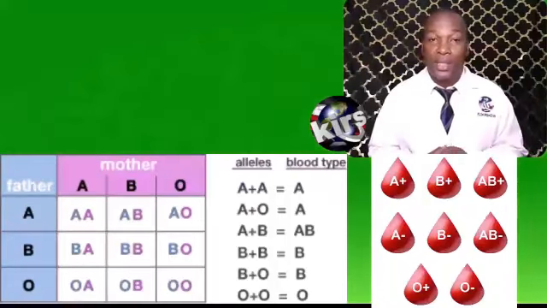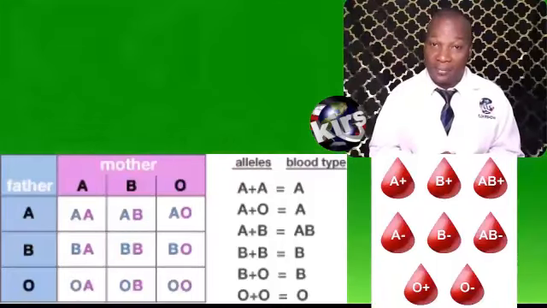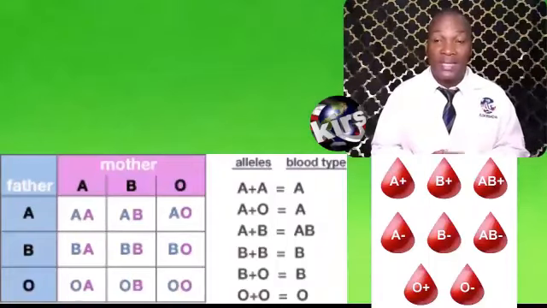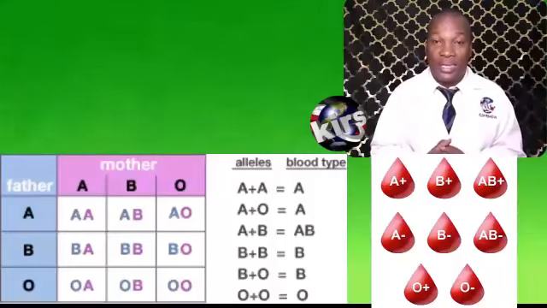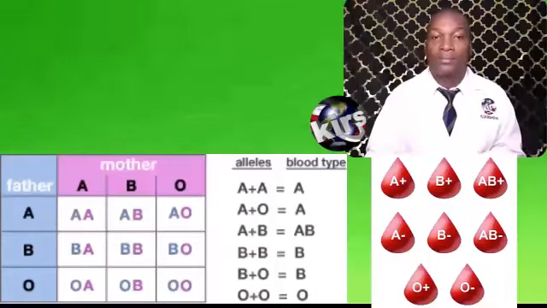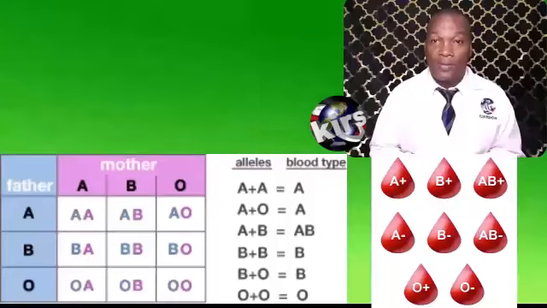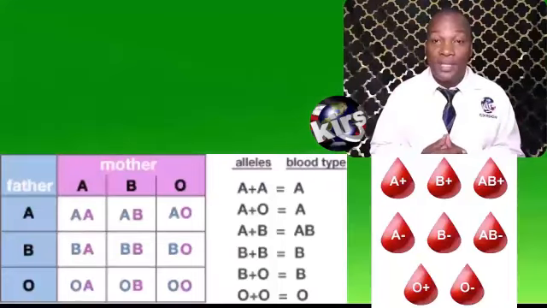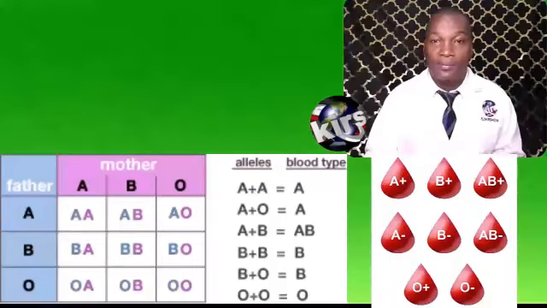For example, two rhesus negative parents can only have a rhesus negative child. But if one parent is rhesus positive, there is a chance the child could be either rhesus positive or rhesus negative, depending on the gene combination. Also, blood type distributions vary around the world. For example, rhesus negative is more common in people of European descent, about 15%, but very rare in other populations.